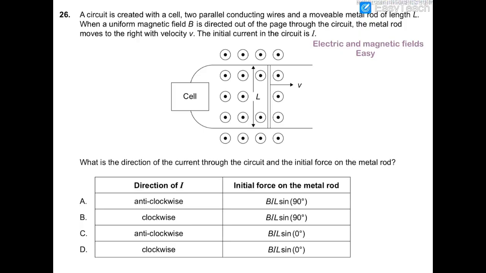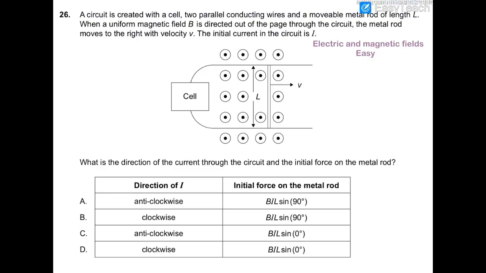In this question, you can see that there is a circuit in which there are two parallel conducting wires which are connected with a cell, and there is a rod which is placed on these wires such that it can move freely. The length of the rod is L and the system is in the horizontal plane. The magnetic field is coming out of this plane, and initially the current in the circuit was I, and the rod is moving in this direction with velocity v.